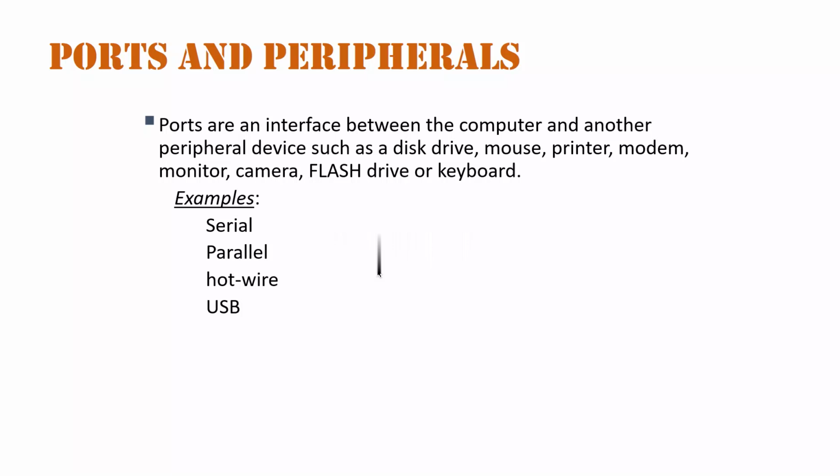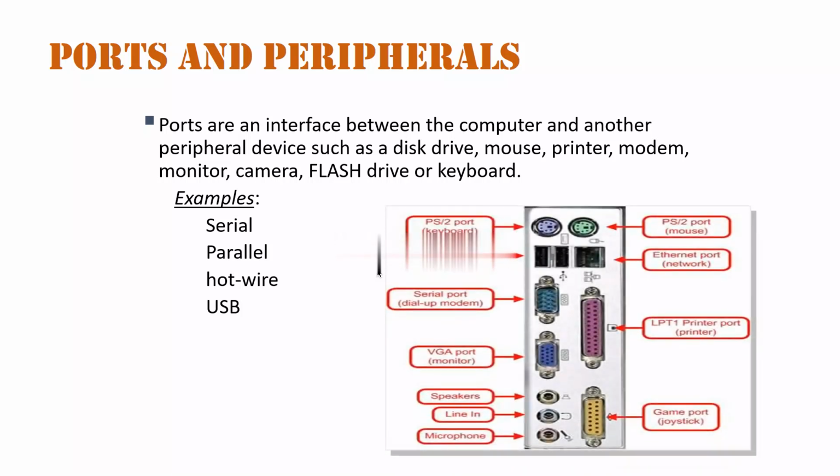So peripheral devices are like disk drives, mouse, printers, modems, monitors, and what I've mentioned there. We have examples of ports: serial ports, parallel ports, FireWire ports, USB ports, VGA ports, HDMI ports, and so on. You need to know that these are the ports that are there.